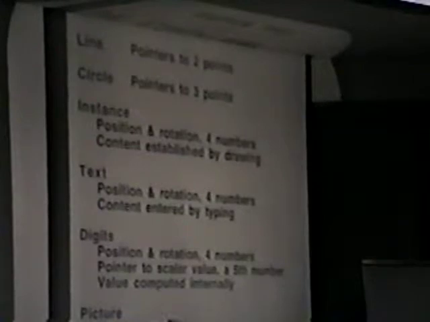Out of points, lines, and circles, you could make another thing, which was an instance, a representation of a complete picture. And the picture, as I've mentioned down here, could be any collection of these other things.